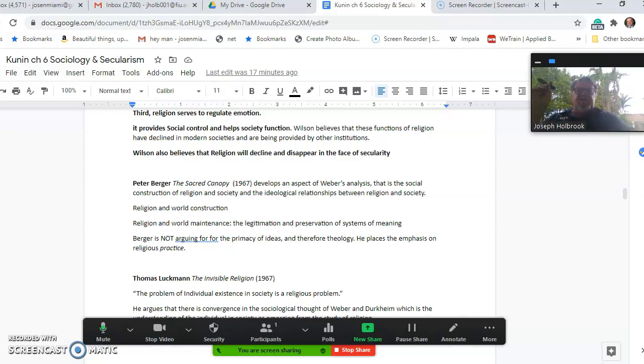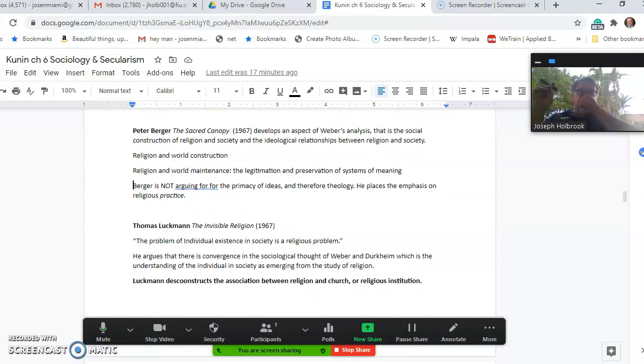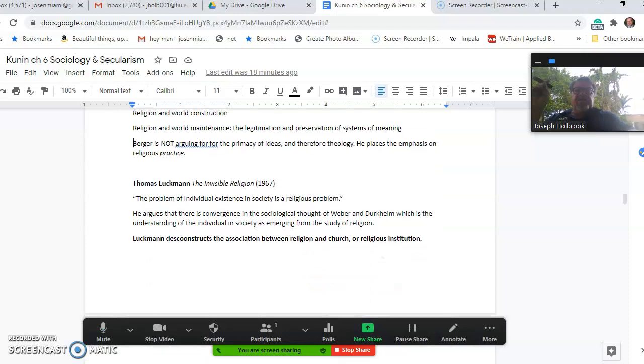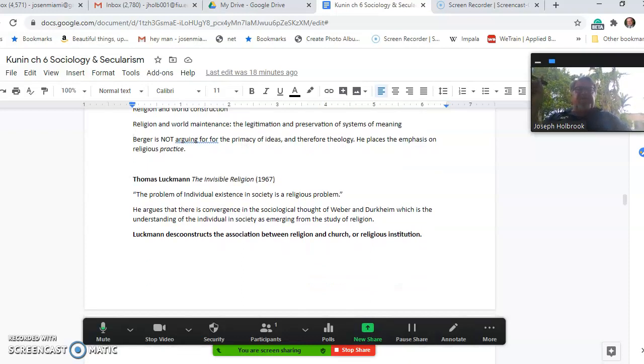Peter Berger, one of my favorite authors, I read his book a few years ago, The Sacred Canopy, develops an aspect of Weber's analysis, that is the social construction of religion and society and the ideological relationships between religion and society. Religion and world construction, religion and world maintenance, the legitimation and preservation of systems of meaning. Berger is not arguing for a primacy of ideas over the material, and therefore theology. He places emphasis on religious practice or behavior.